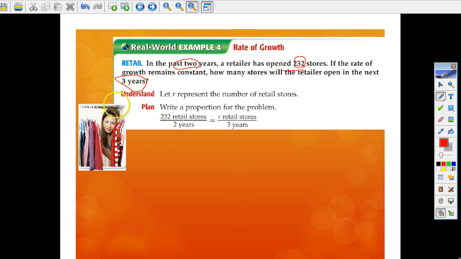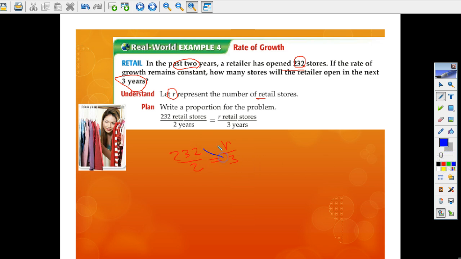So we're going to write a proportion. First, we'll let R represent the number of retail stores. So 232 in the past 2 years. How many do you think they're going to open in the next 3 years? Do you see how retail stores are on top, years on bottom, stores on top, years on bottom? It has to be consistent. So 232 over 2 equals R over 3.